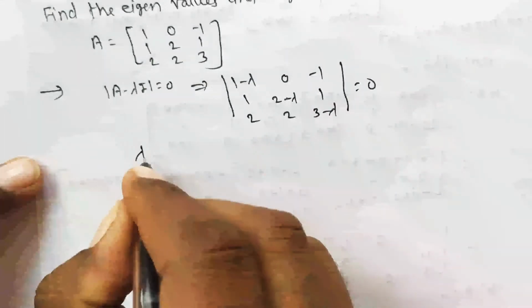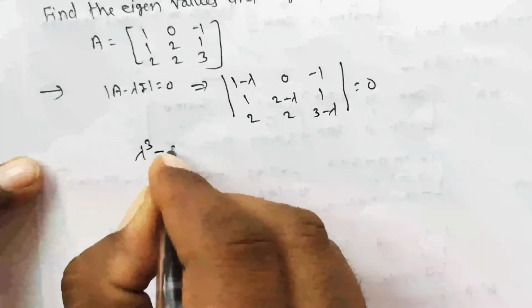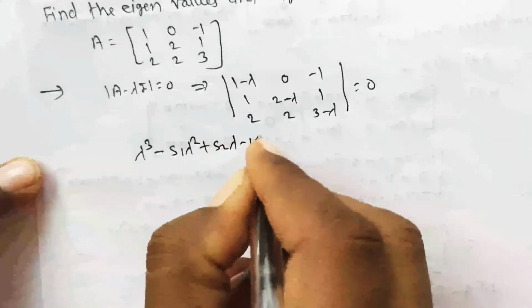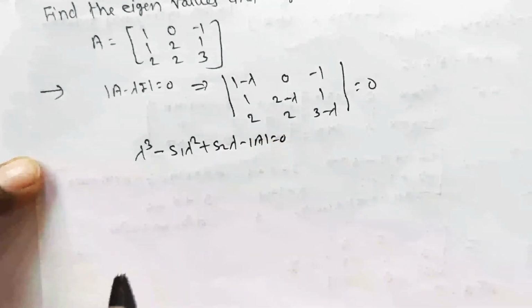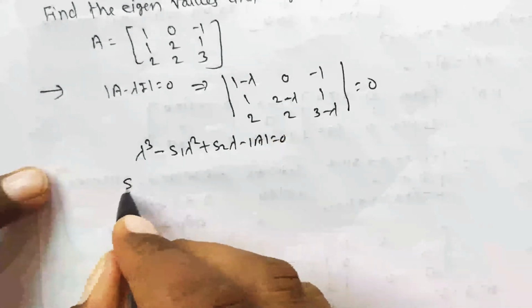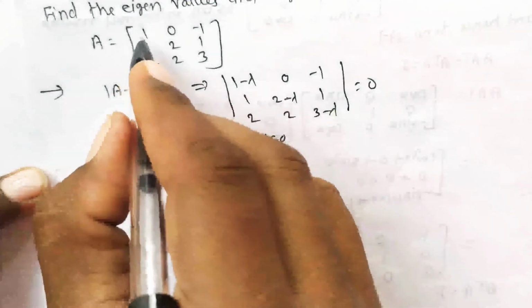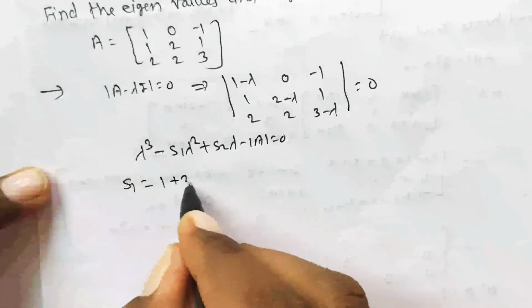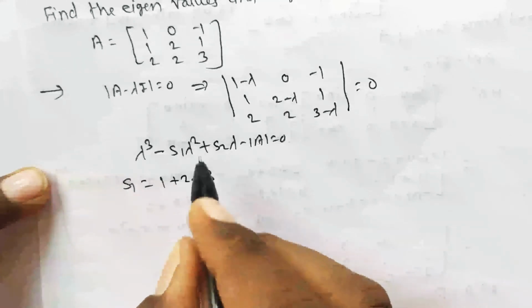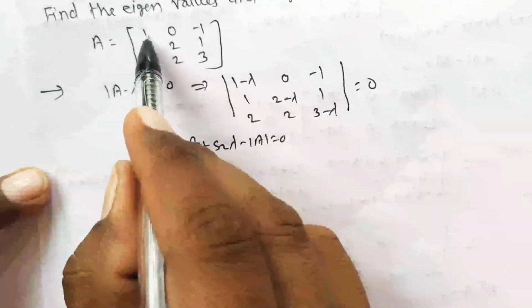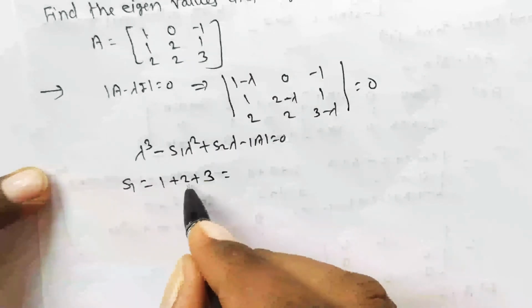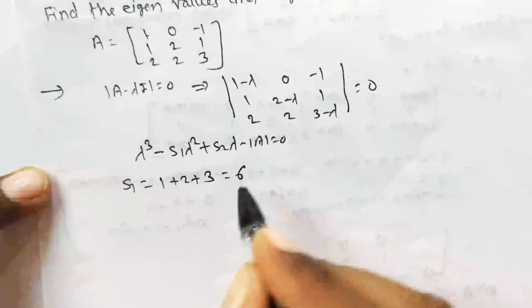For expansion of this determinant we know one formula: lambda cube minus s1 lambda square plus s2 lambda minus determinant of A equal to 0, where s1 is the sum of diagonal elements of matrix A. So the sum of diagonal elements of matrix A is 1 plus 2 plus 3. These are the diagonal elements of matrix A: 1, 2, 3. If we take the summation of this, 3 plus 2 is 5, 5 plus 1 is 6.